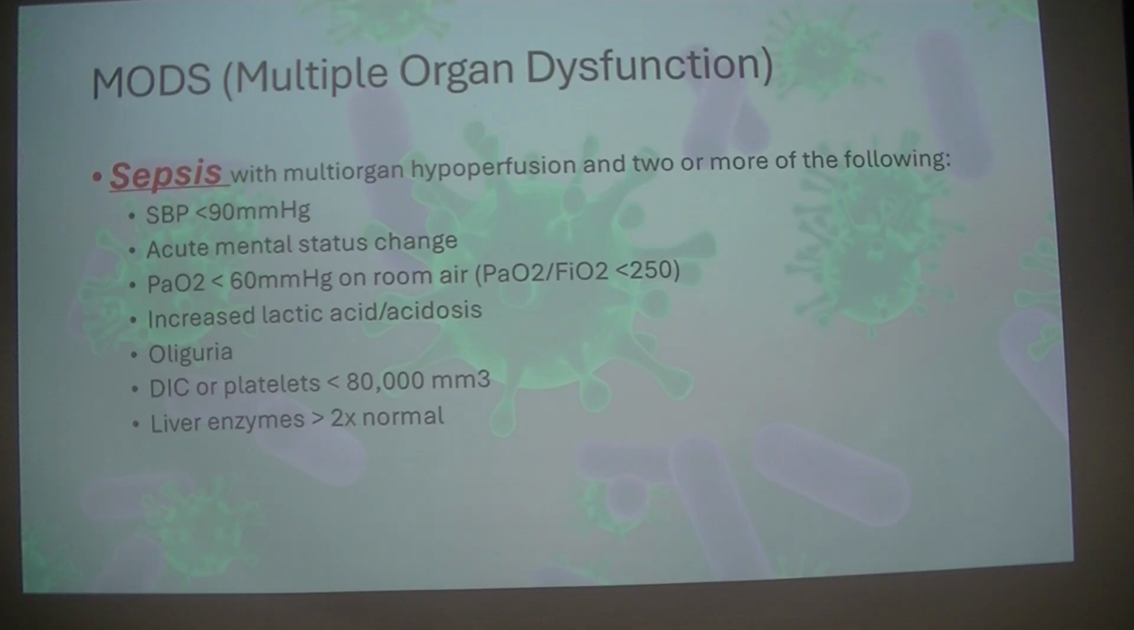Now, that's in comparison to MODS, or multi-organ dysfunction, which is sepsis with multi-organ hypoperfusion and 2 or more of the following. And it's the same criteria: a systolic of less than 90, acute mental status change, a partial pressure of oxygen. Now notice that is not an oxygen saturation, that is a partial pressure of oxygen less than 60 millimeters of mercury on room air, increased lactic acid or acidosis, oliguria, DIC, or platelets less than 80,000, and liver enzymes greater than 2 times normal.